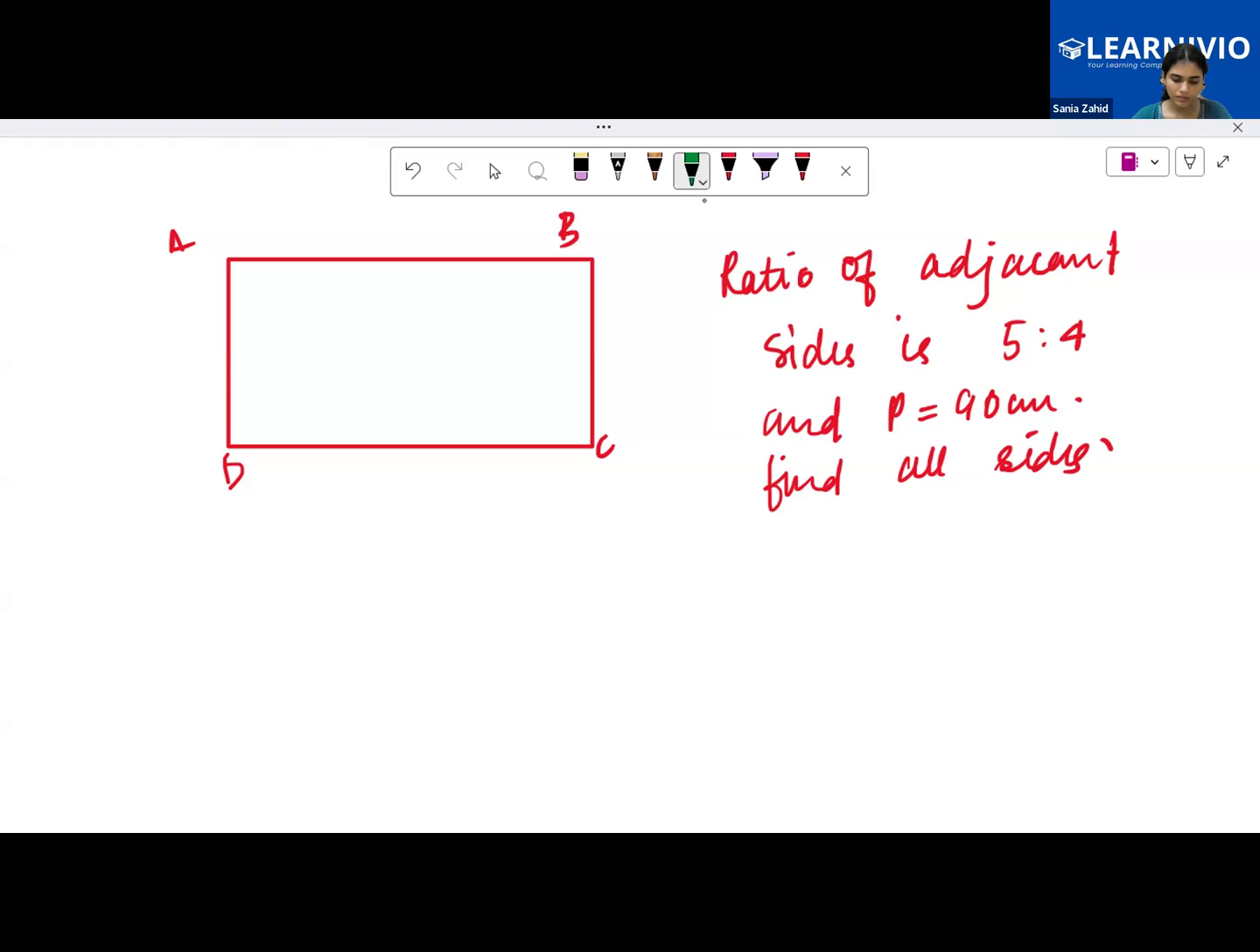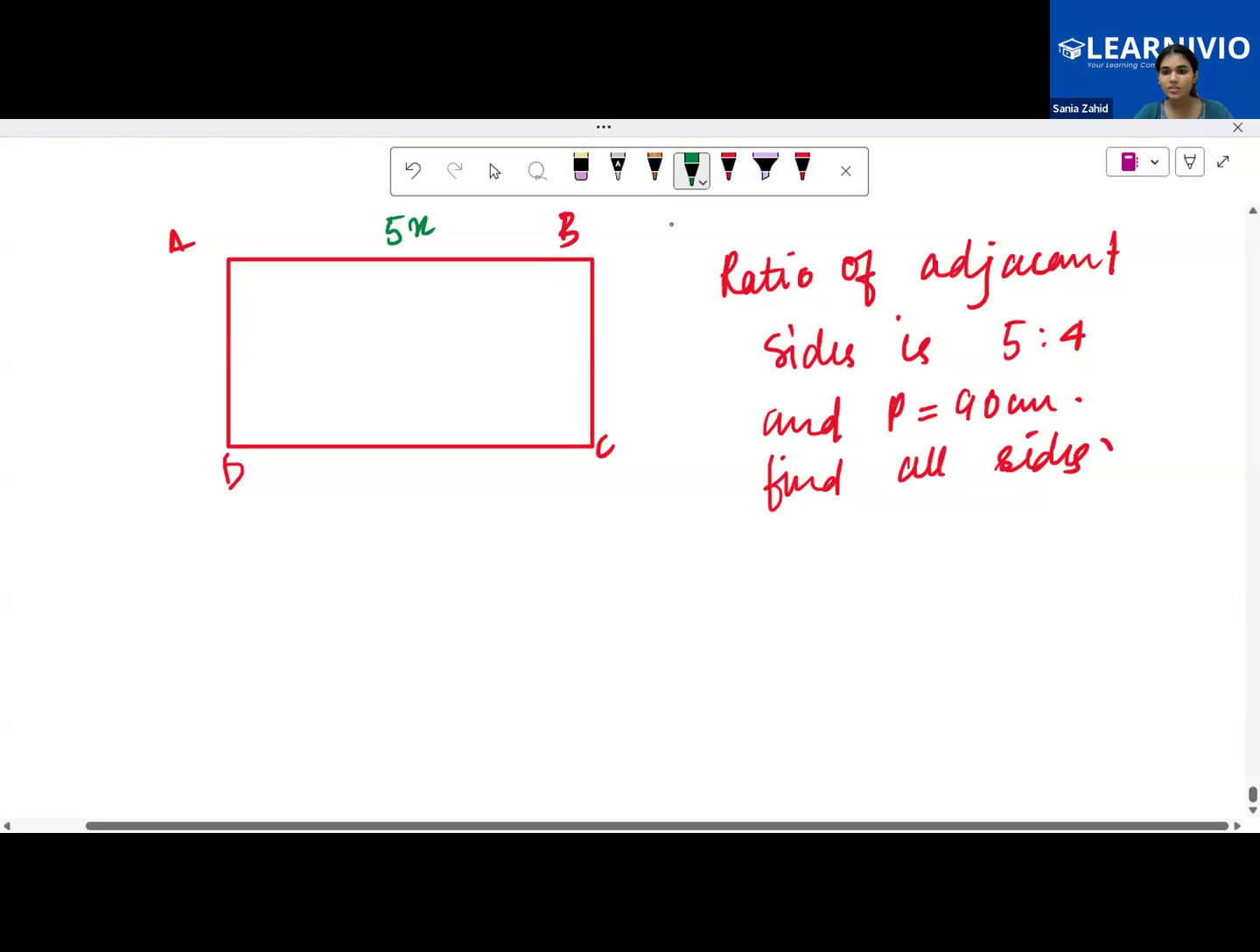Yes, ma'am, same. But the shape is not given. No problem. You can just look here. I've just framed this question on my own, so you can tell me your question as well. Just listen to it first. You'll be able to understand. The ratio of adjacent sides is given, 5:4. That means let's consider this is 5x.